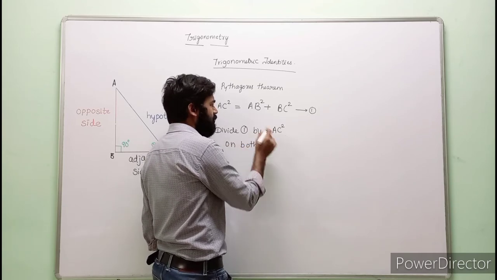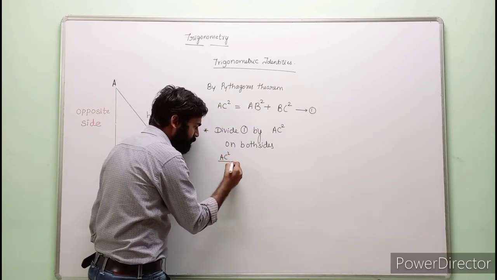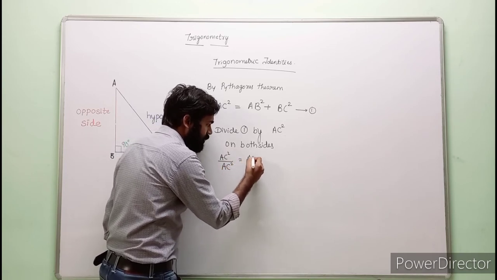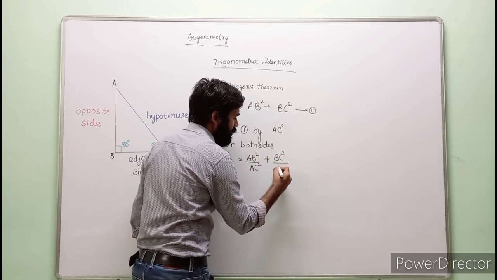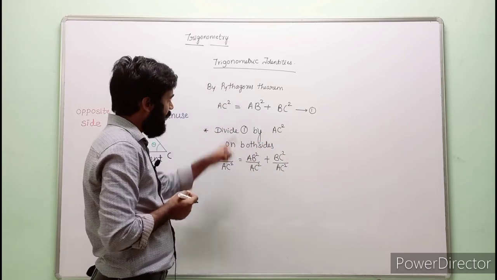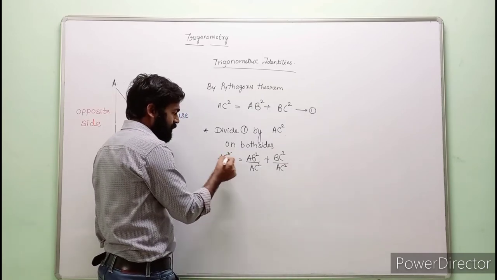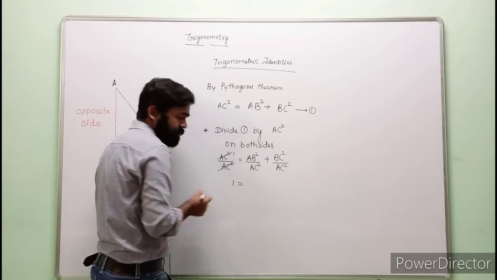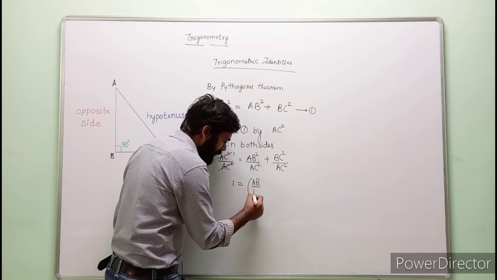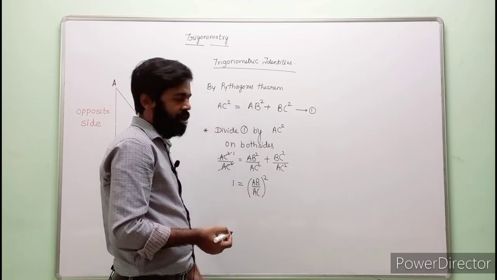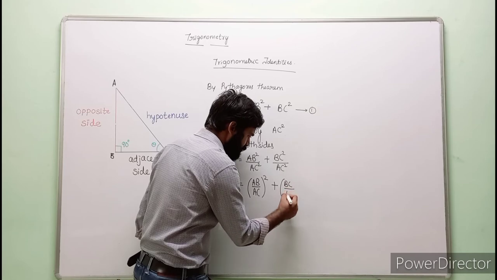Now if you divide equation 1 by AC square on both sides, what do you get? AC square by AC square equals AB square by AC square plus BC square by AC square. I am dividing every term by AC square. Now AC square cancels, and we get 1 equals. Here I can write it as AB by AC whole square, taking the square commonly, and BC by AC whole square.